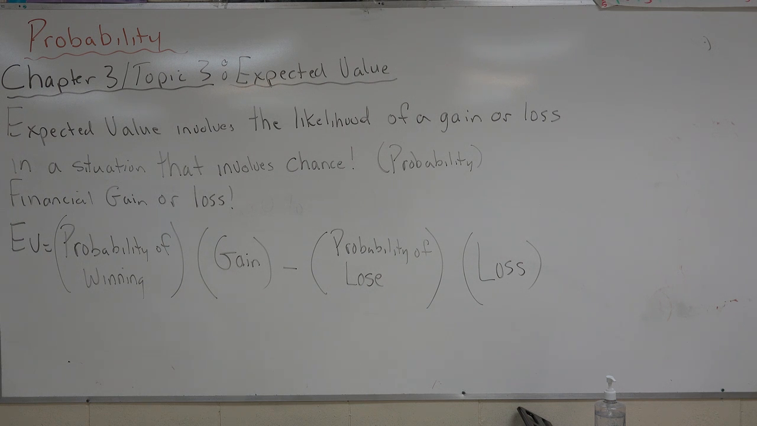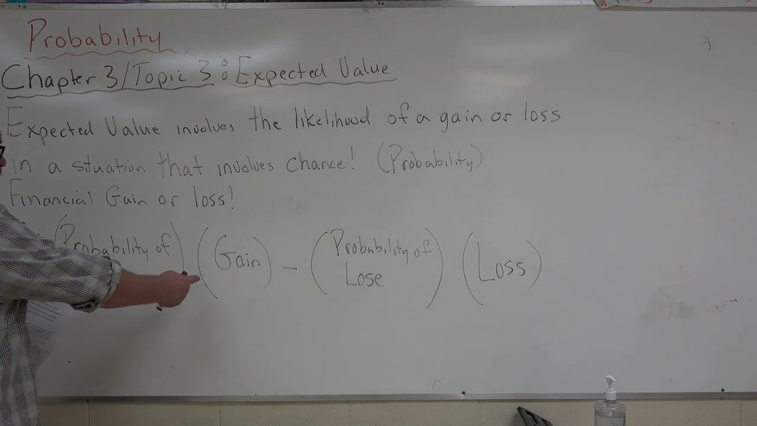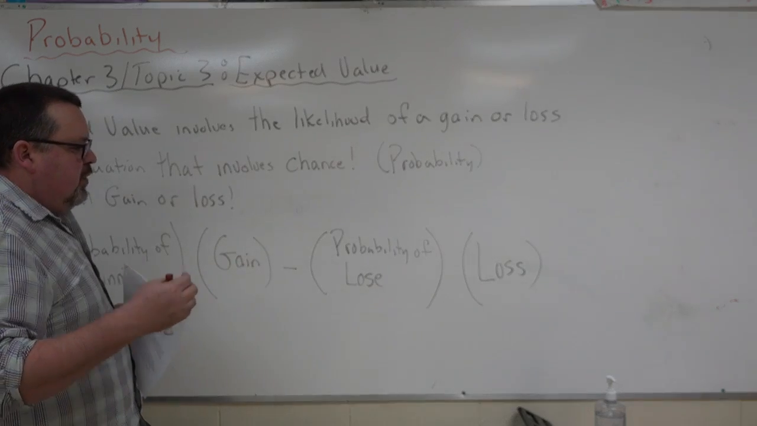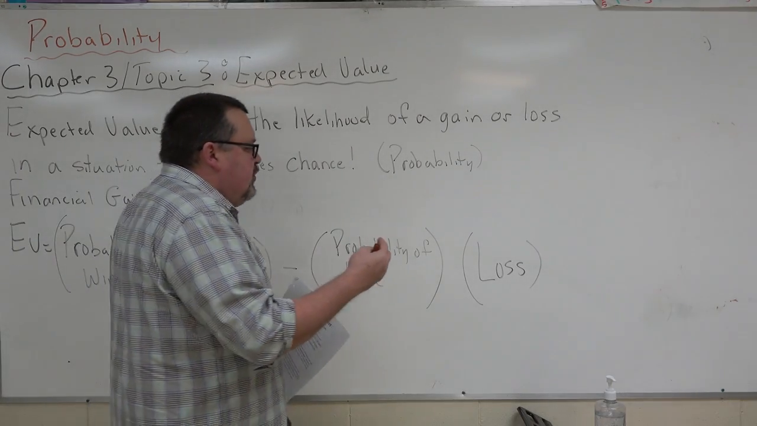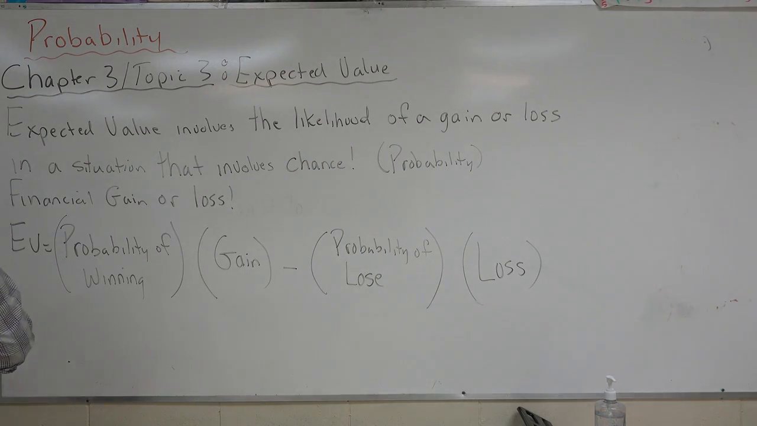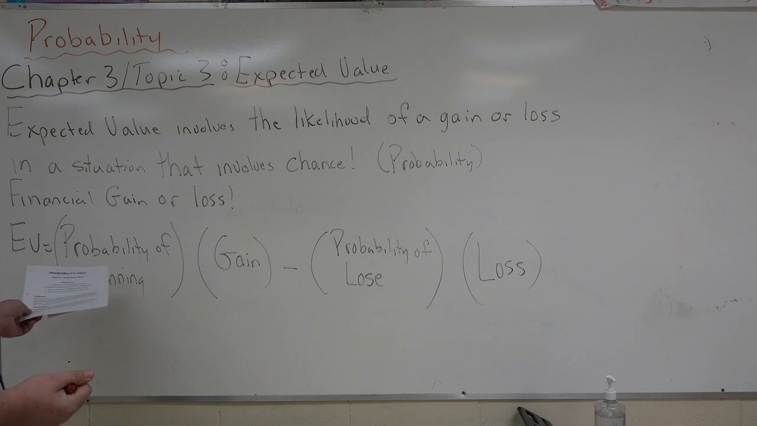EV equals probability of winning times your gain. When you get that answer, you subtract it from your probability of what you're going to lose times how much you actually have lost. What your loss will be. You'll see it as I do actual questions today, how this formula works, and how you take apart the question because it will give you information that will fit into these categories.